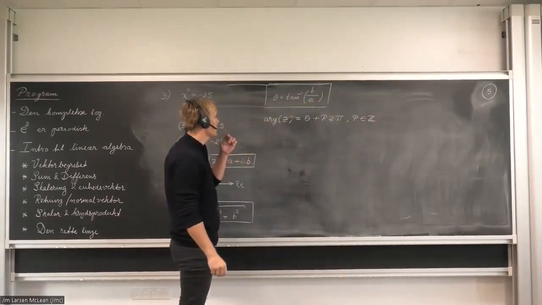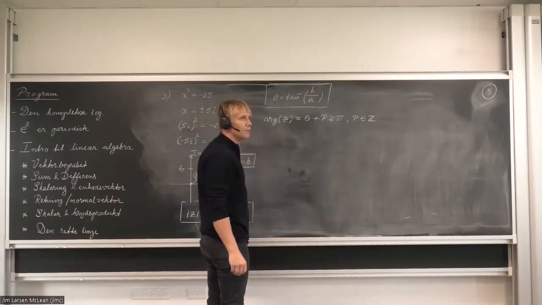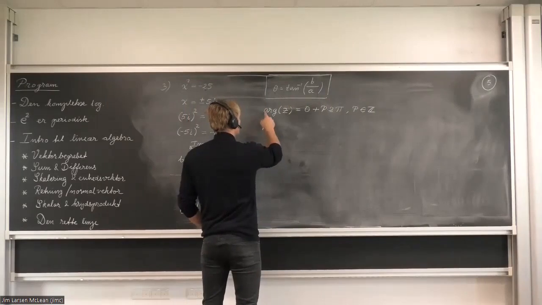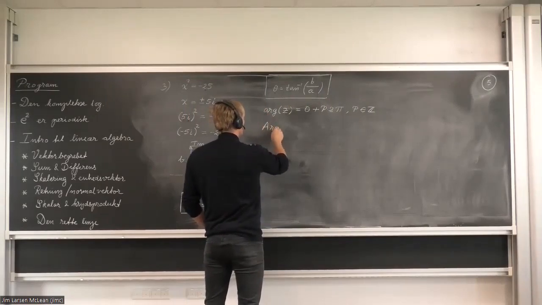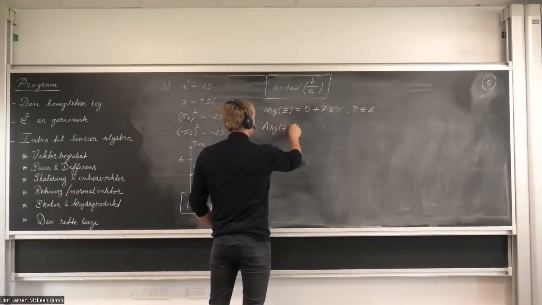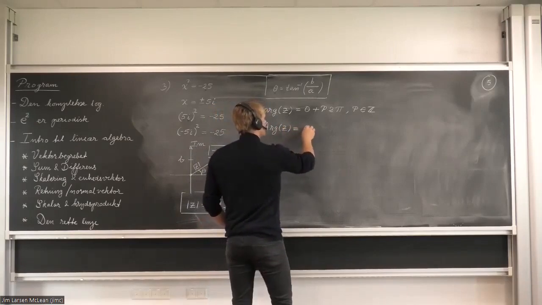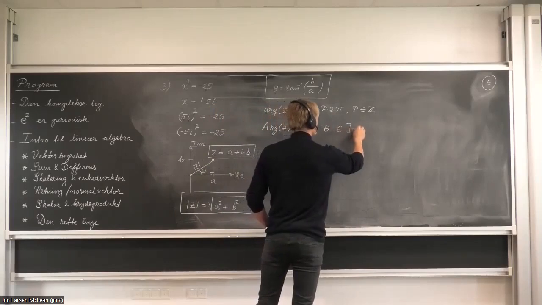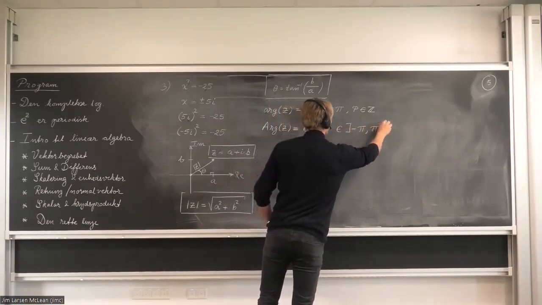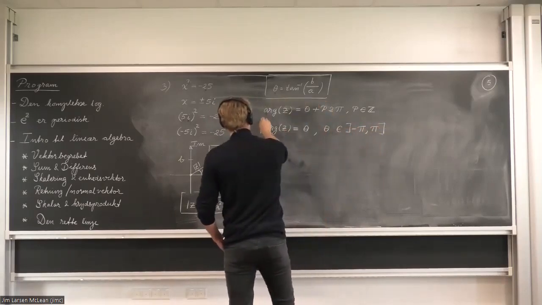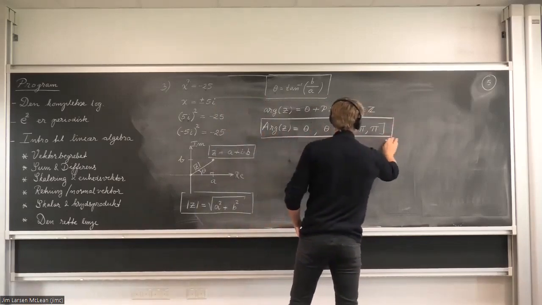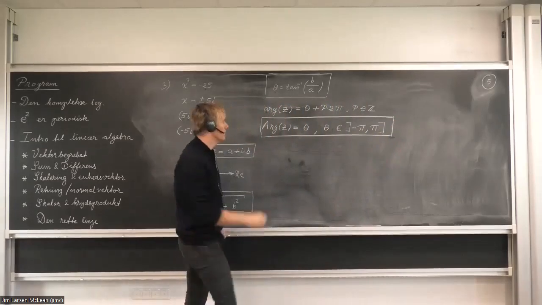If you make sure to choose an argument that lies between minus pi and pi, it's called the principal argument, and then you write it with a capital A instead of lowercase a. So the principal argument for z, that's the angle theta, which satisfies the condition that it has to be between minus pi and plus pi. So once you have found the modulus and the argument for a complex number, you can write it in polar form.